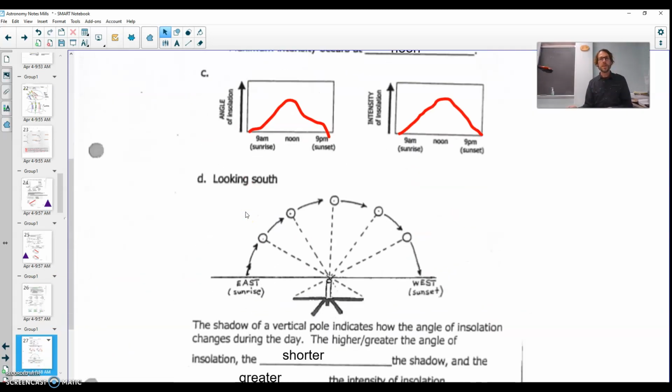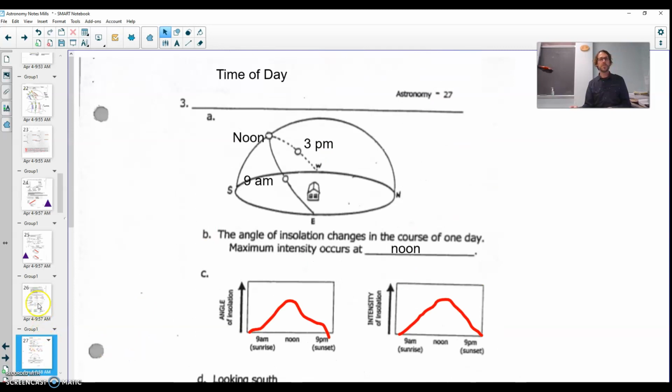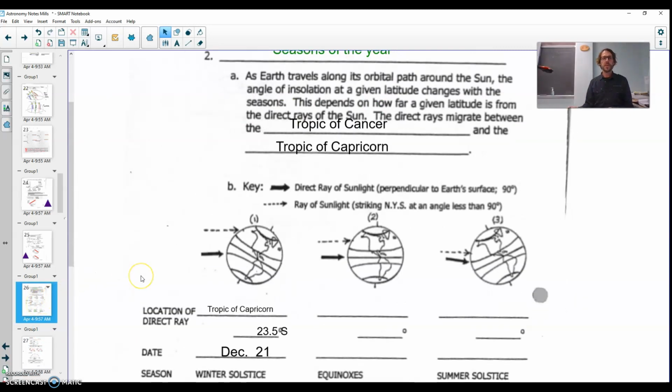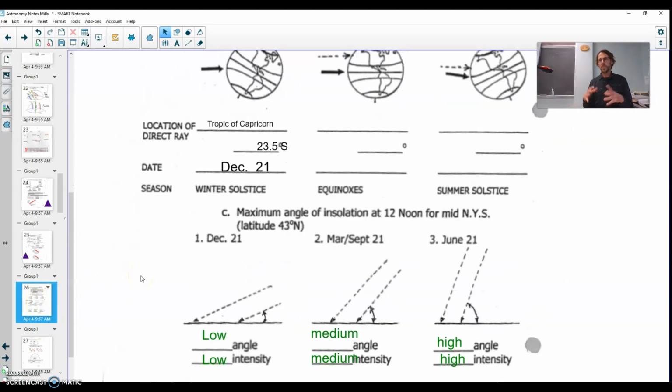I'm going to come back to page 27 a little bit in the next video. Then we're actually going to take this and start doing some practice with it, okay?